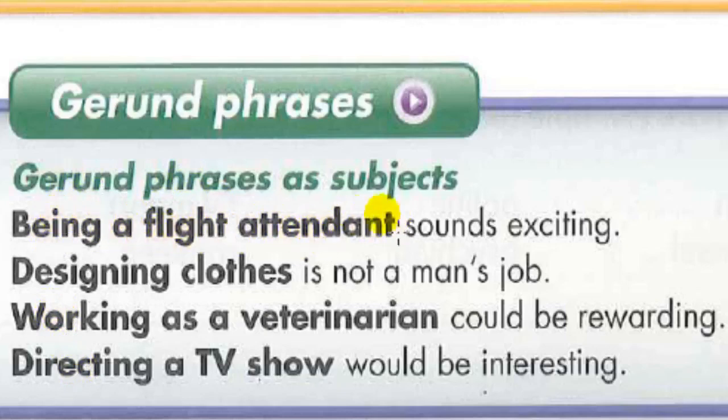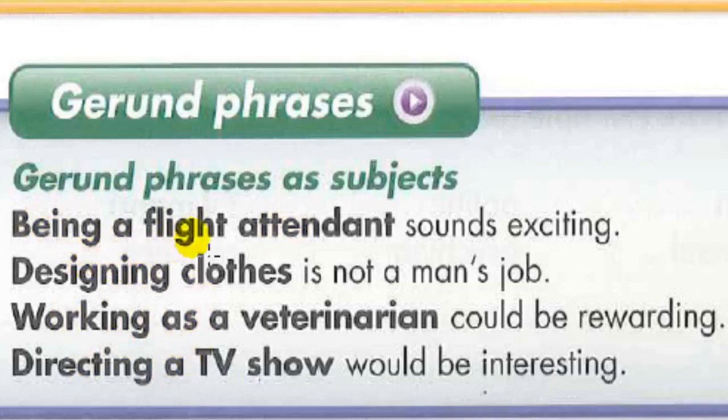Being a flight attendant is what? Designing clothes is what? Working as a vet is what? Directing a TV show is good or bad? You don't know. You just have different words, and these words have verb plus ing. This is a gerund phrase. And of course, they are at the beginning of a sentence. This is why it's a gerund phrase as subject. This is the subject, the beginning of a sentence.